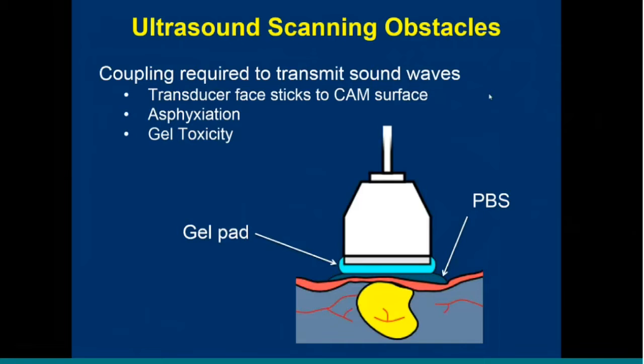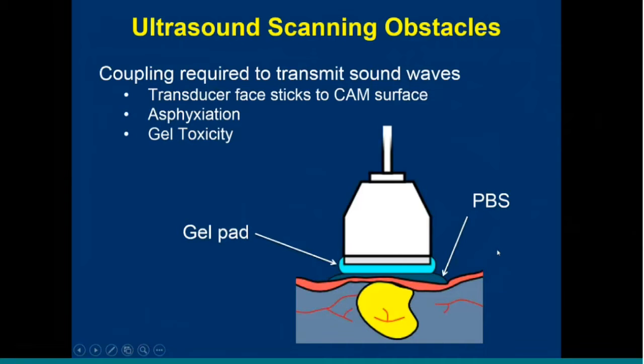Now, it isn't obvious if you haven't worked with the CAM model before, or even from the images, which are still. But the CAM itself is this very delicate, very thin membrane that's highly pliable. And if you do the simple thing and just put gel on top and then couple your transducer to it, you'll find that the gel is going to cause a big indent in the CAM, and when you move the transducer back and forth, the CAM is going to drag with it, and you're going to end up with a lot of tearing of the animal, and you're probably going to end up with dead animals with data sets you can't really use.